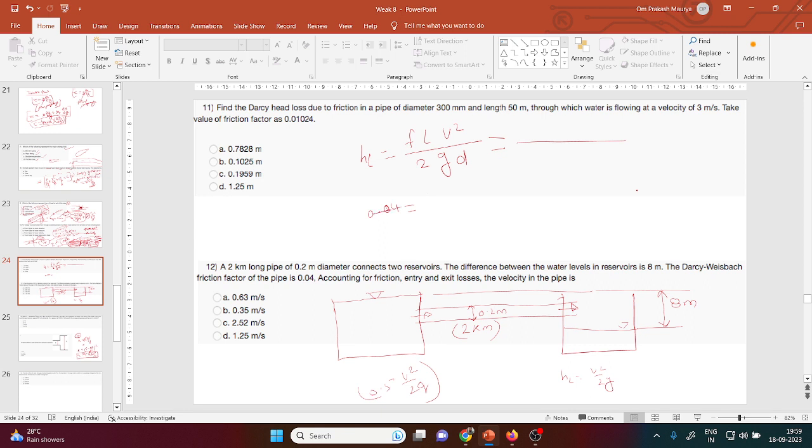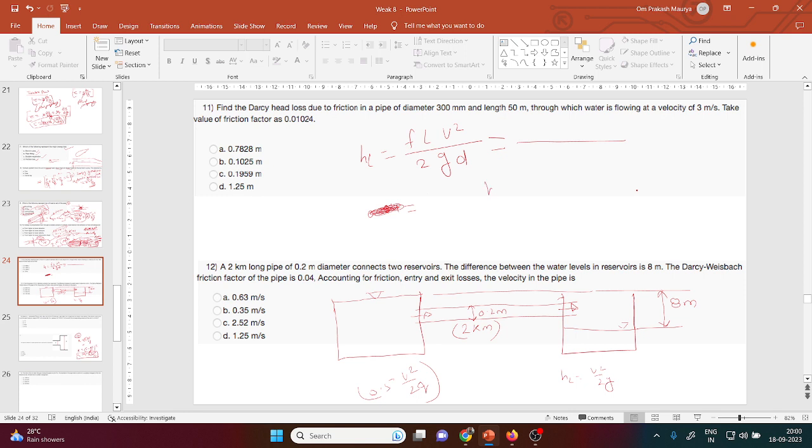Actually, we need to not like that. Okay, Darcy's friction factor of the pipe is this. So for that you will apply the Bernoulli equation, you already know.